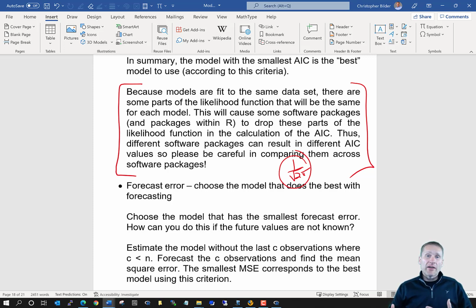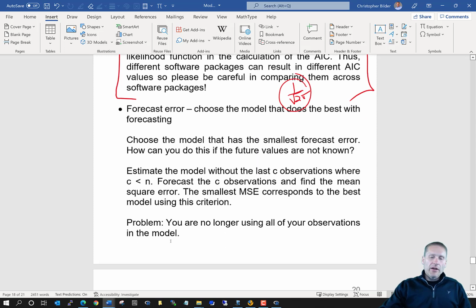That's what will then cause the AIC to be calculated differently. So just a little bit of a warning here in case you run across this. Now, another thing that you could do, and this is a great idea, is to evaluate between different models. Look at the forecast error.